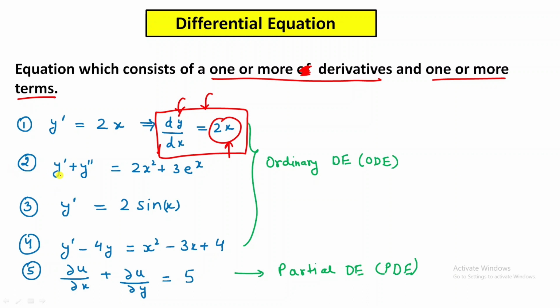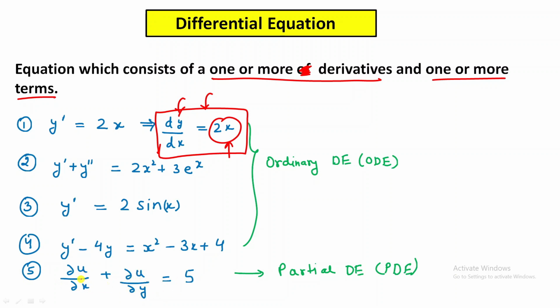Now in the second example we have y dash plus y double dash equal to this. So basically this is also a differential equation. Again, y dash equal to 2 of this trigonometric function sin x. This is a differential equation, this is a differential equation, and here you can see del u upon del x plus del u upon del y equal to 5.